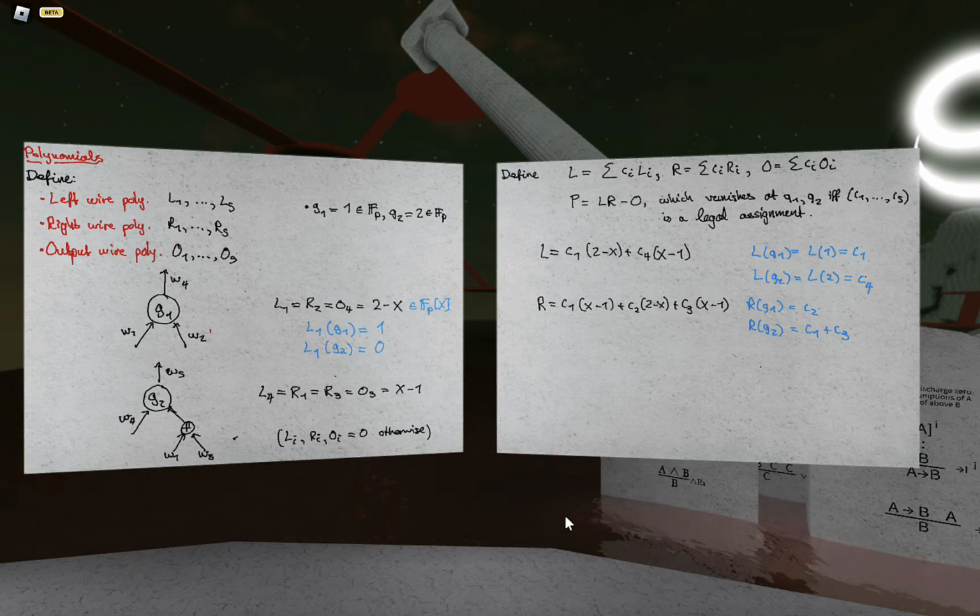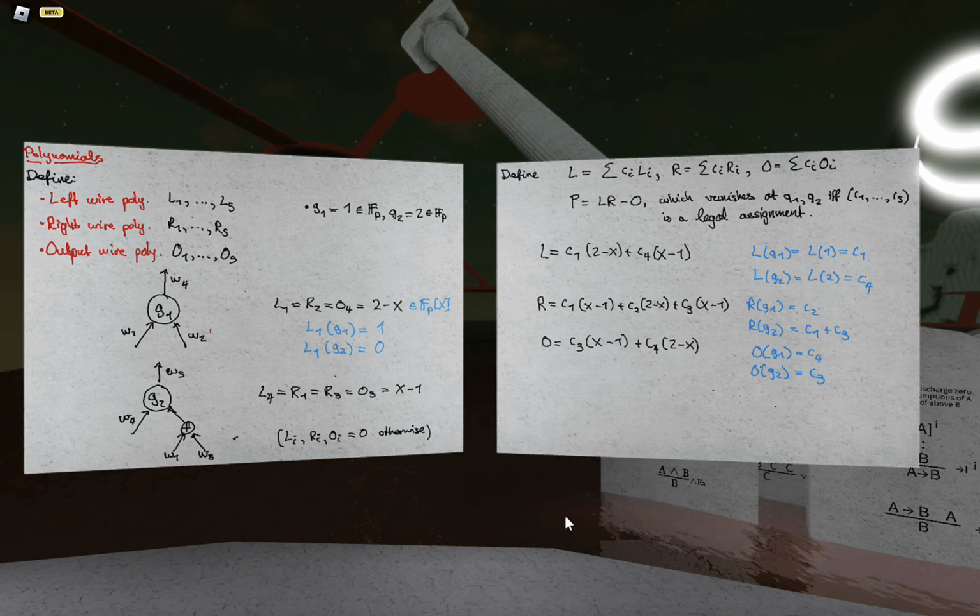So what is O? That is going to be, I've messed up my notes slightly, but it's C3 times x minus 1 plus C4. Maybe those of you who are not as incredibly clever as Dan are starting to get where we're going with this. O of G1 is C4, O of G2 is C3. So what's LR minus O?